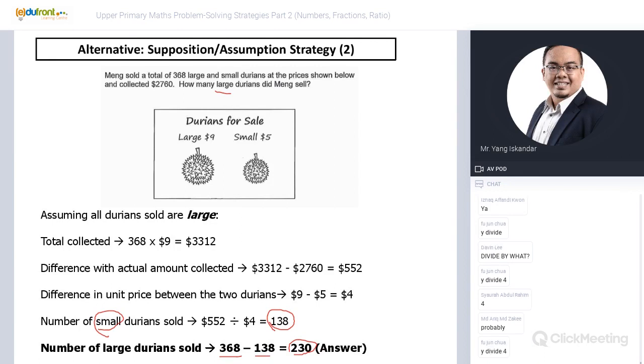PSLE maths is not easy. The questions are very tricky. Sometimes we think that it's easy, right? Many students say, teacher, wow, very easy after the exam. Then in the end they don't get the marks, right? Because PSLE questions are very tricky. Not difficult, but tricky.